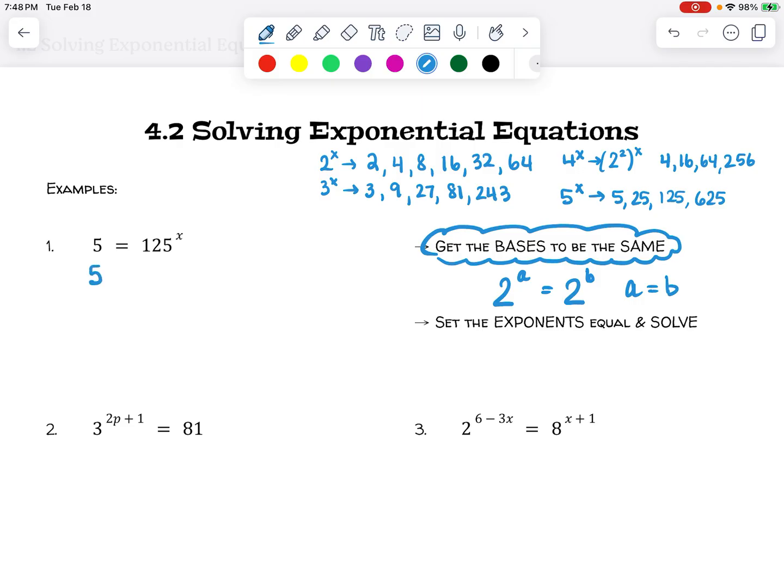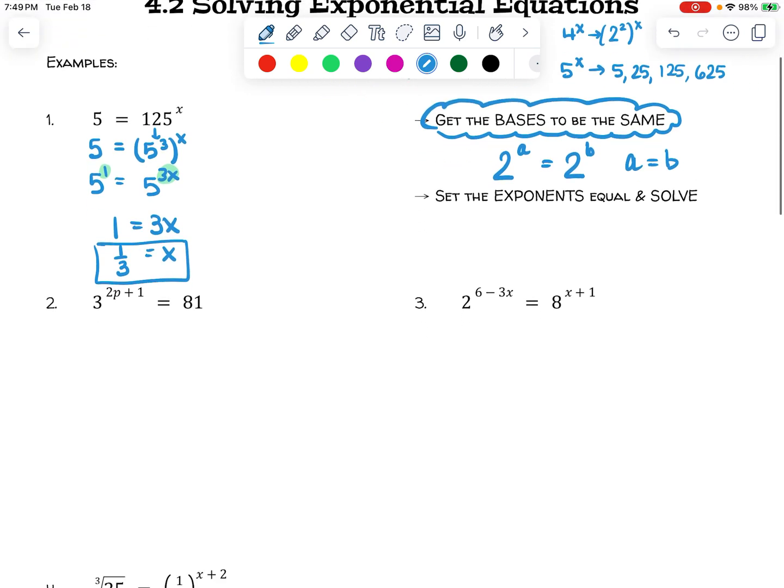So here I've got 5 to the first, but I can change that 125 to 5 to the third power, all raised to the x. Now, when I have exponents, that means I have 5 to the 3x. So this is 5 to the first. So I know that my exponents better be the same if I have the same bases. So I know that 1 has to equal 3x. So that x must equal 1/3. And we're done with that one.